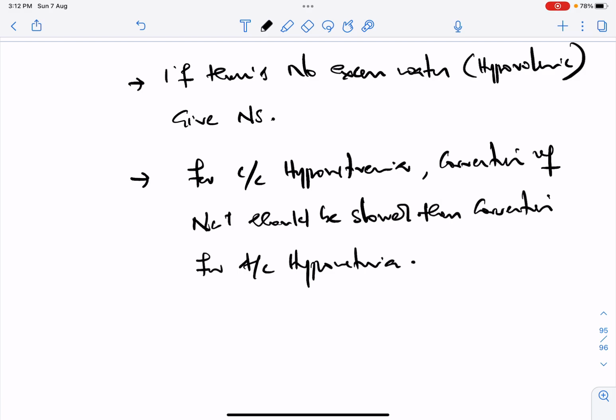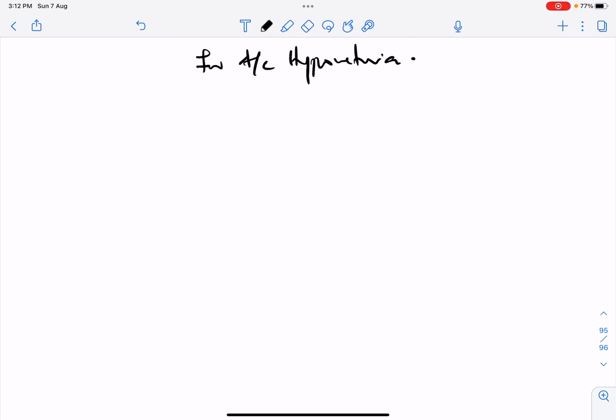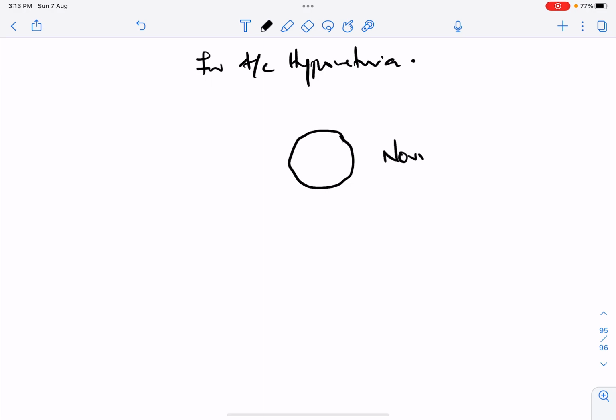Okay, this is because of the adaptation mechanism of the brain cell. Let us discuss what happens to the brain cell in case of hyponatremia. Suppose this is the normal brain cell.